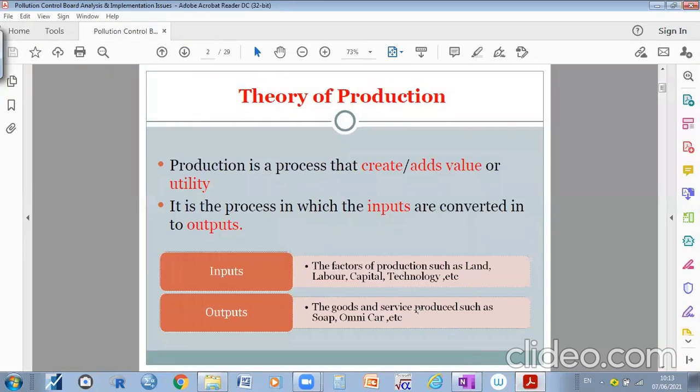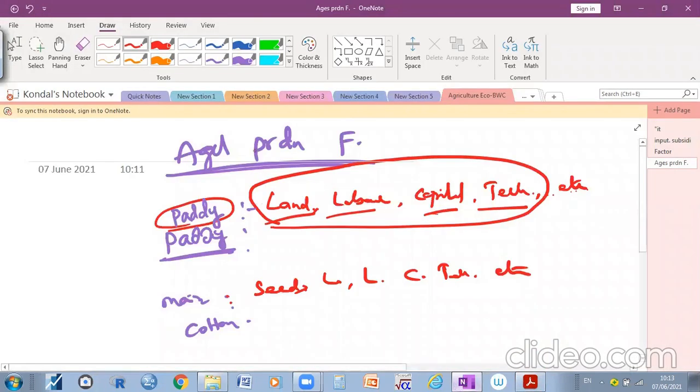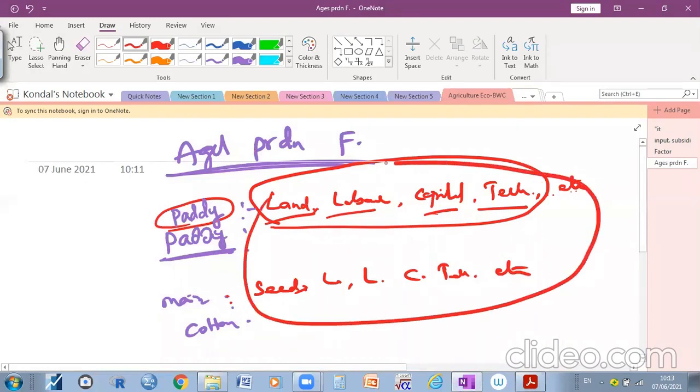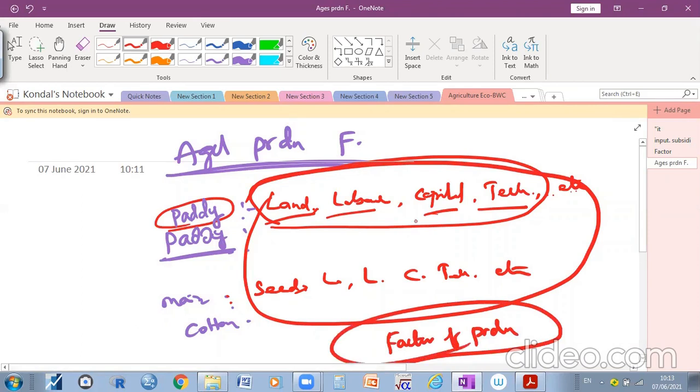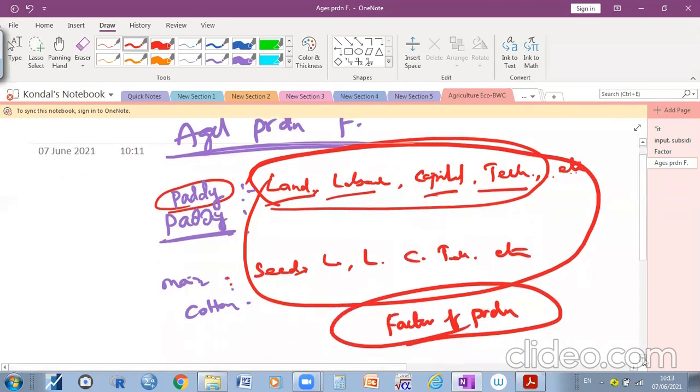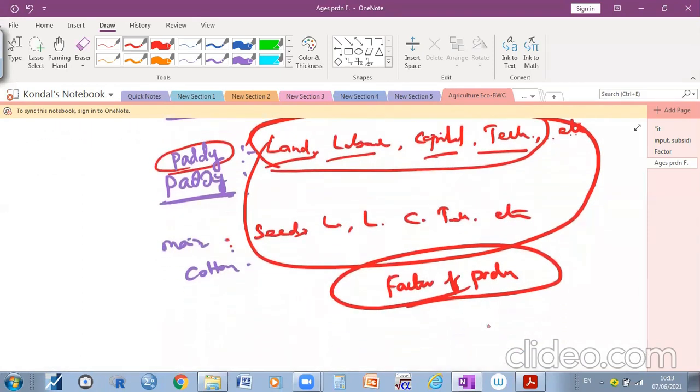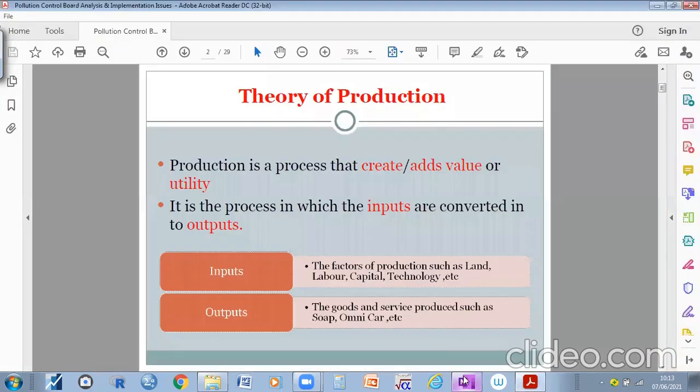See, seeds, capital, labor, technology, these are called factors of production. So what are the factors? Nothing but the factors that can be used in order to produce commodities. That is called factors of production.